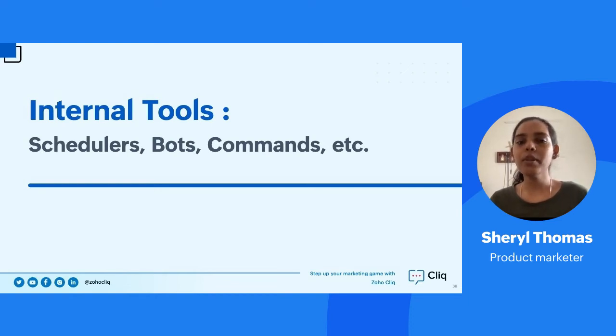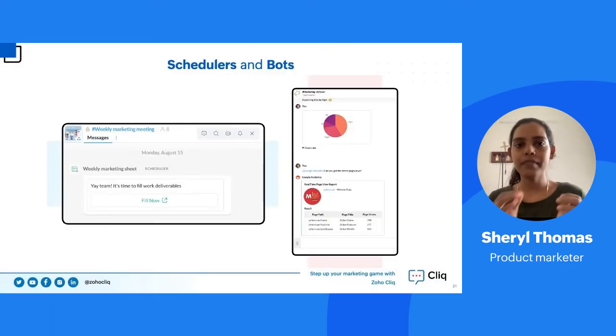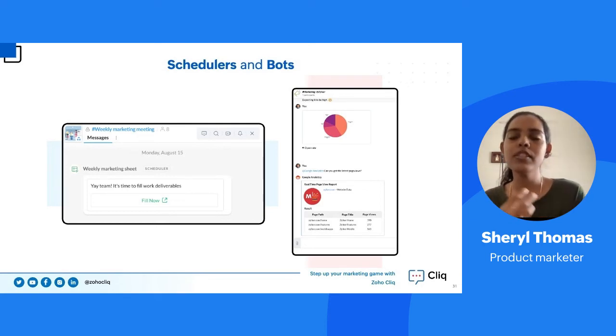So the first thing that we'll be looking at is schedulers and bots. Before I go ahead with this, I want to tell you that internal tools inside Click are extremely customizable, and knowing just a bit of coding would do the job for you. All these tools are actually powered using a low-code language called Deluge. So if you're already familiar with Deluge, you can get started with it right away.